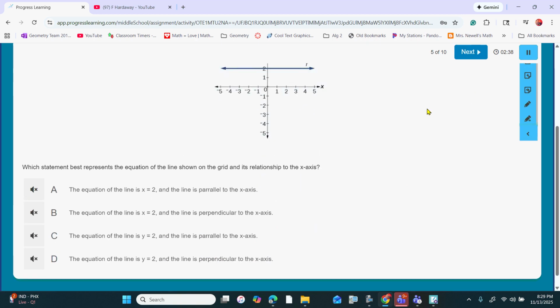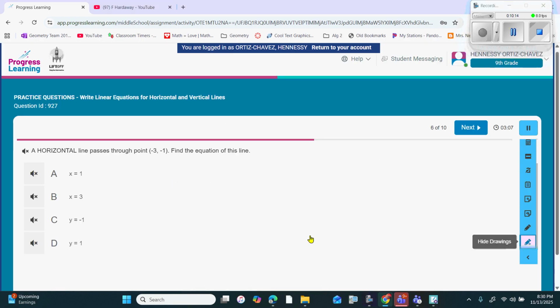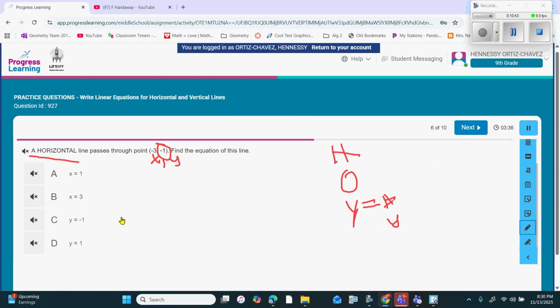There's another one similar to that. I'm going to pause this and go to the one that I wanted to make sure we see together. All right, here we go. Horizontal. Take your keywords here. We know it's horizontal. So if it's horizontal, back to what I was saying, H for horizontal, y equals the number. That number is the y-coordinate. So if I give you a point it passes through, the first number is x, the second number is y. So that lets me know I'm going through this point, -1. So we should be picking y equals -1.